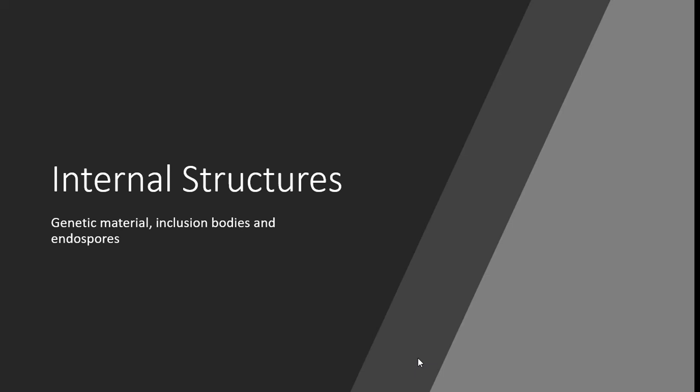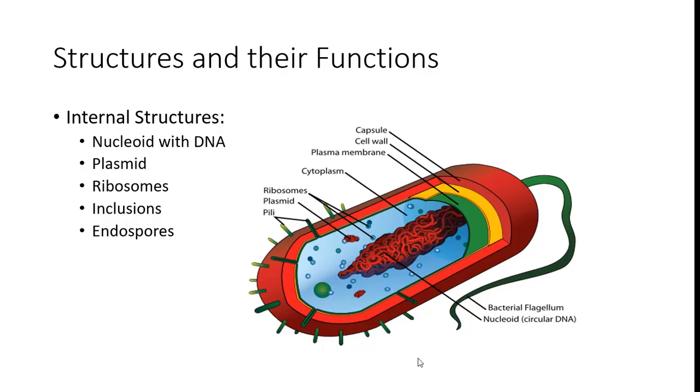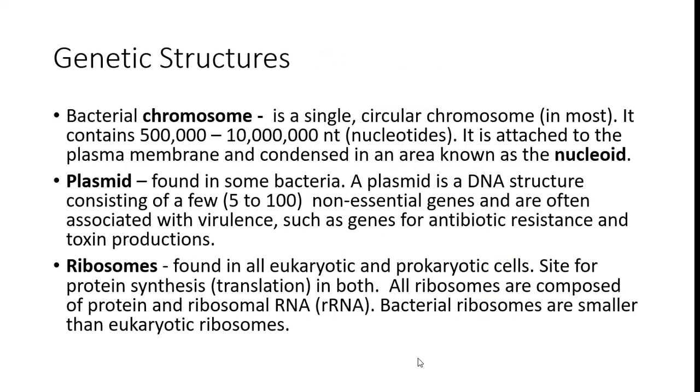Now let's talk about the internal structures of a bacterial cell. When we talk about internal structures, we're going to have a nucleoid, which is going to be its DNA, if you will. We're going to have plasmids, which are also going to have some genetics, the ribosomes, the inclusions, and the endospores. Now, these are internal structures. Notice I did not call them organelles. They are not organelles because they're not bound by membranes. But we're going to look at the first three bullets here because those have genetic material associated with them.